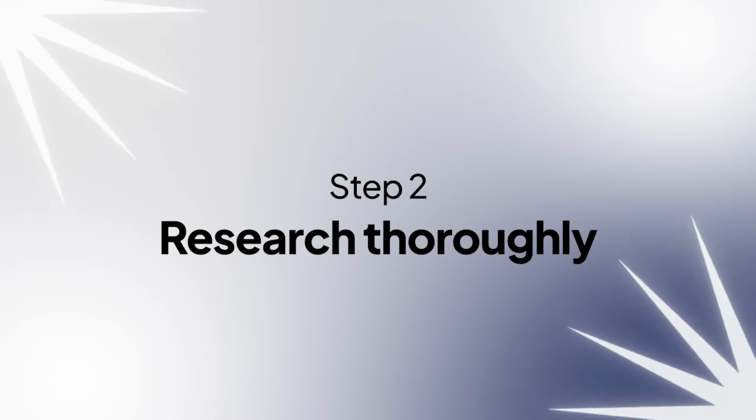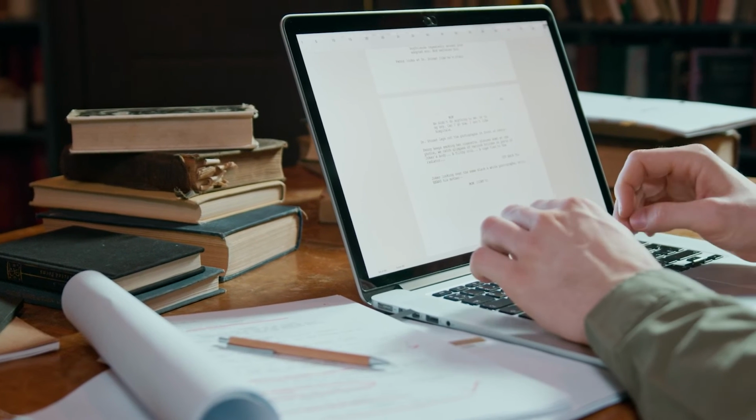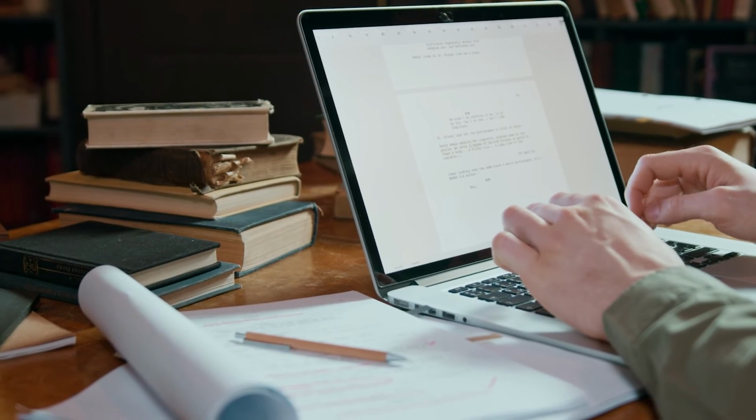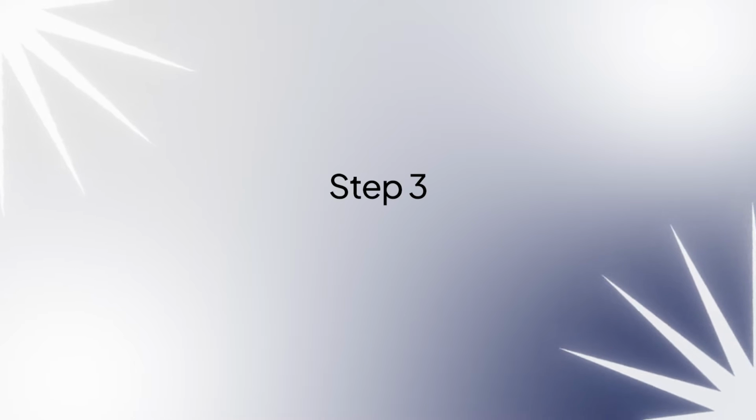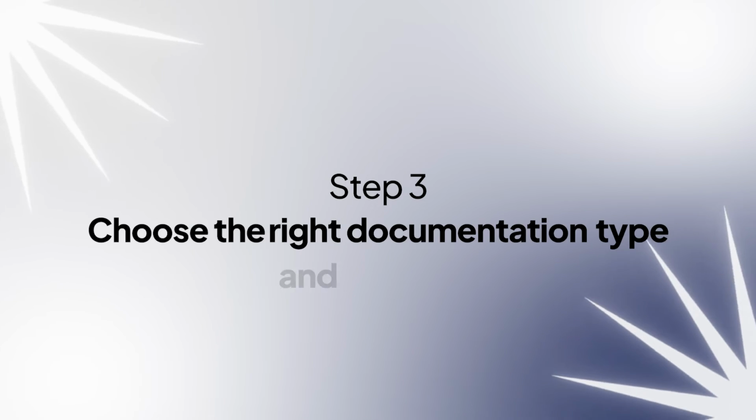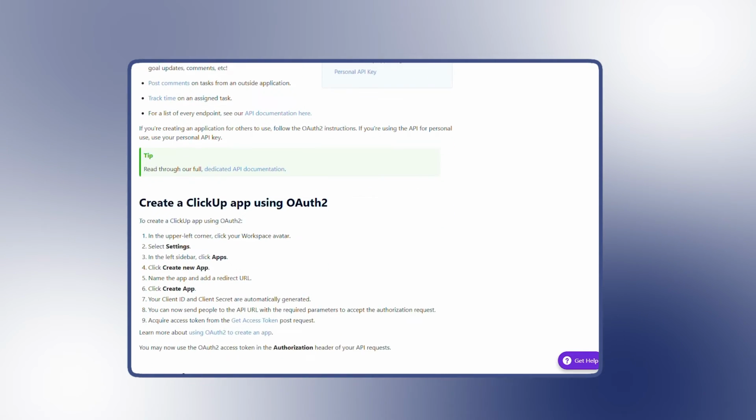Next, research thoroughly. Nothing undermines credibility faster than documentation that's just plain wrong. After research, step 3 is to choose the right documentation type and framework, because an API reference looks very different from a troubleshooting guide.